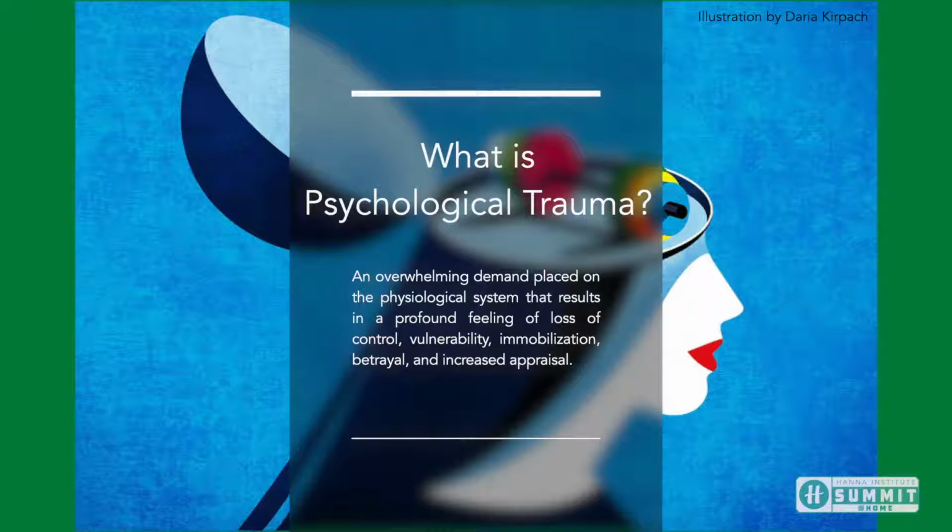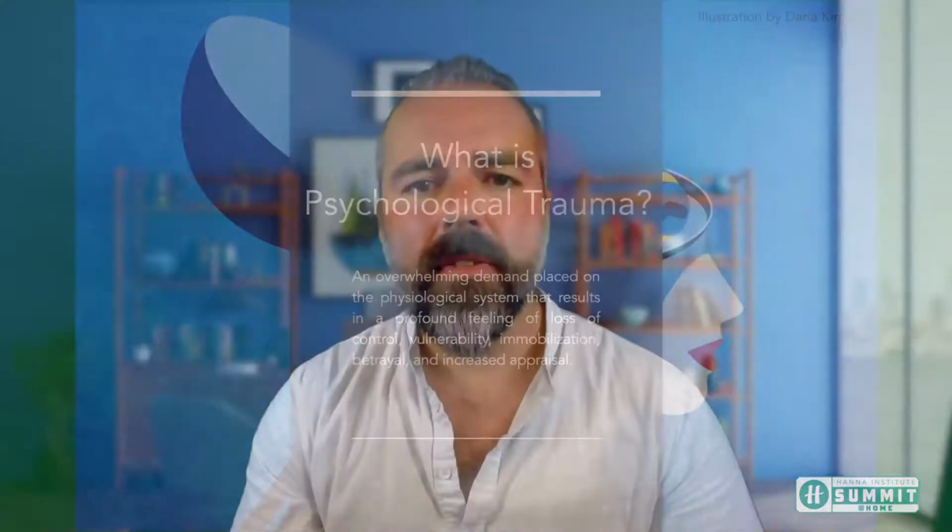Psychological trauma is an overwhelming demand placed on the physiological system that results in a profound felt sense of loss of control, vulnerability, immobilization, betrayal, and increased appraisal. Oftentimes, psychological trauma is what happens when we're triggered or re-triggered by something that doesn't have anything to do with the present moment, but reminds us of something in the past. Here in Northern California, this could be when the winds pick up, or when your neighbor's barbecue goes off and you smell smoke. All these things could trigger you into psychological trauma, which leaves your body feeling one of those 5 different ways. The last one being increased appraisal, which is really just hypervigilance and assessing danger around you in a fight-flight response, which brings us to the human brain.